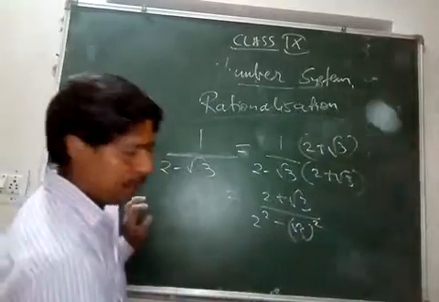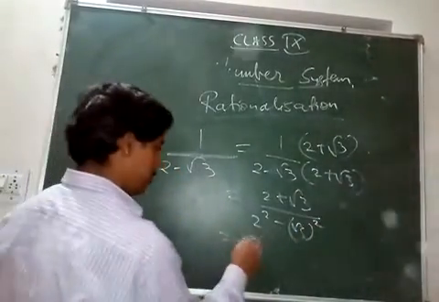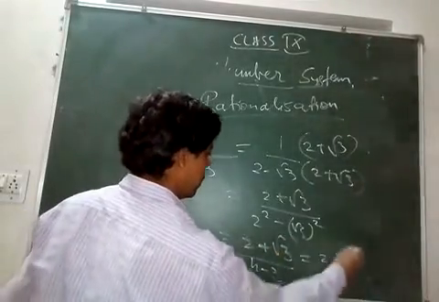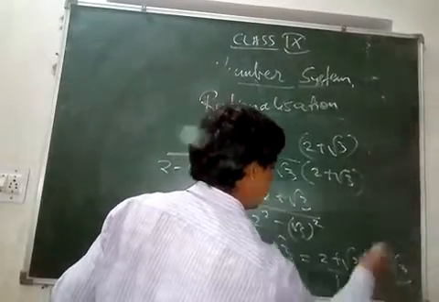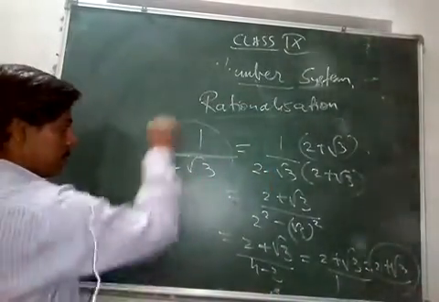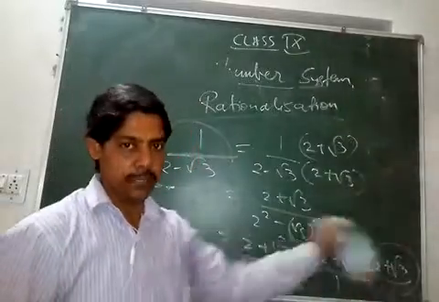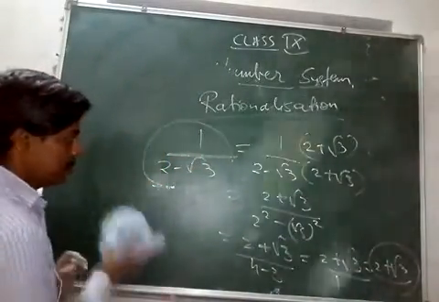Now 2 square is 4, and root 3 square is 3. 4 minus 3 is 1. So you will get 2 plus root 3 upon 1, so you will get 2 plus root 3. This is the answer. So 1 upon 2 minus root 3 is the same as 2 plus root 3 after rationalization. Right? Try to rewind this and see it again if you have not understood.